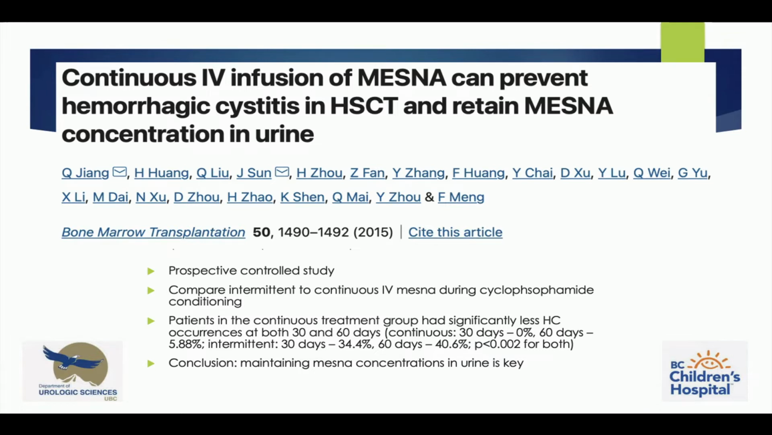So their conclusion was that maintaining MESNA concentration in urine is key. And this really makes sense when you think that the bladder is a reservoir and the contact time of acrolein is a big factor in hemorrhagic cystitis, and that if MESNA binds with acrolein, then if the concentration is stable throughout, there's probably less chances of acrolein damage to the urothelium.